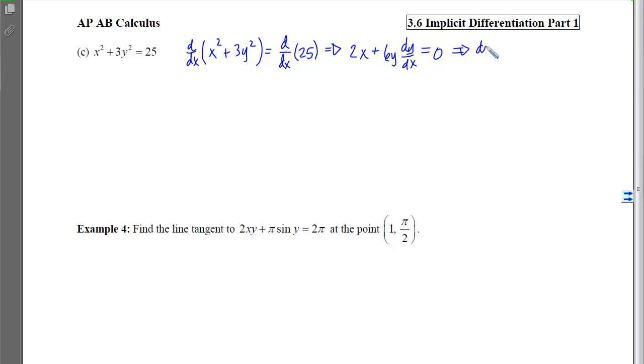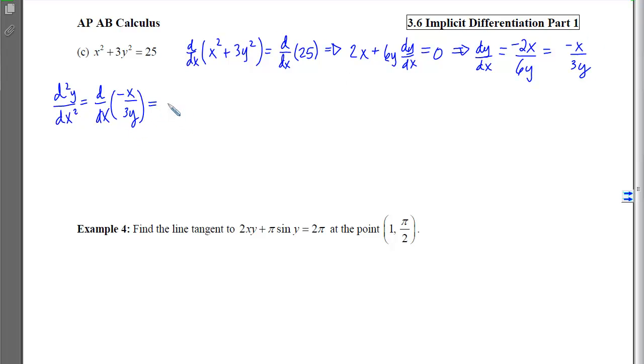If I isolate dy dx, I will end up with a negative 2x over a 6y, which reduces to a negative x over a 3y. That's my dy dx. I'll keep that in mind when I want to find the second derivative. Second derivative is the d dx applied to the first derivative. And if I take the derivative, I again will use that quotient rule.